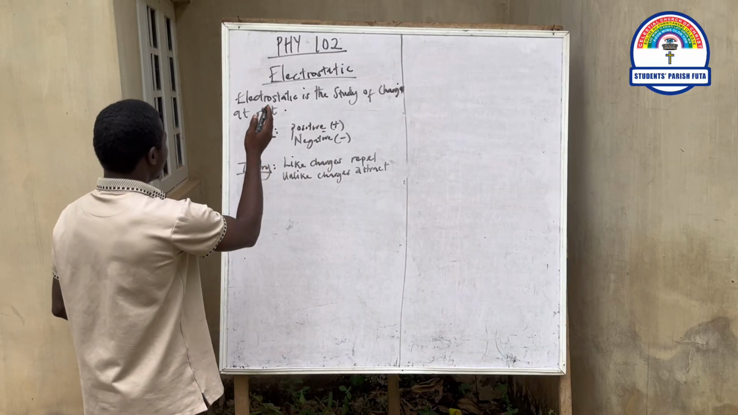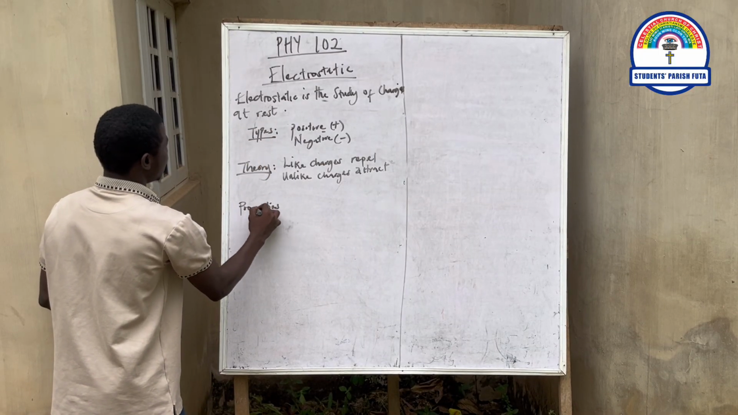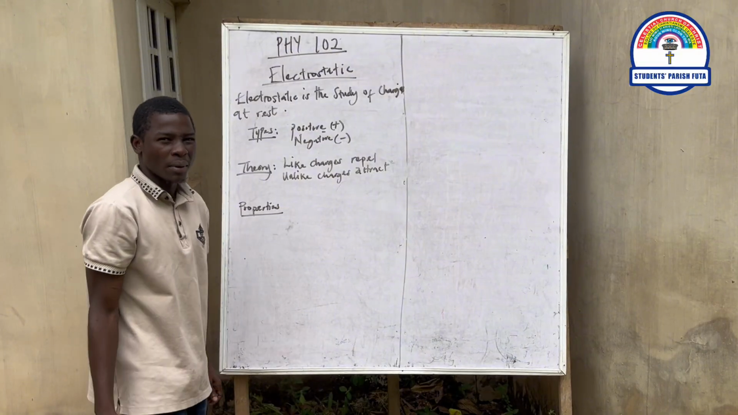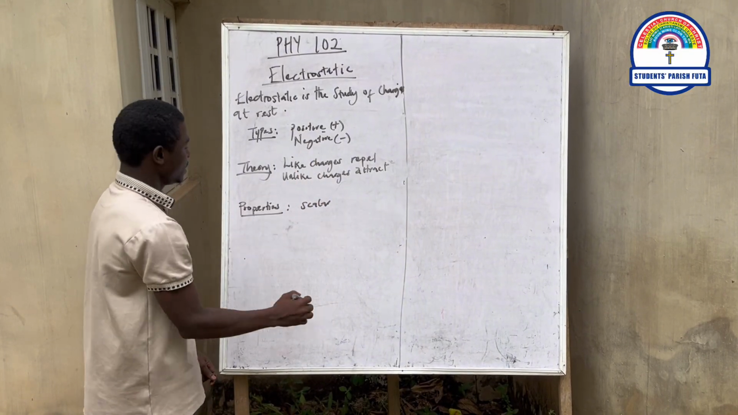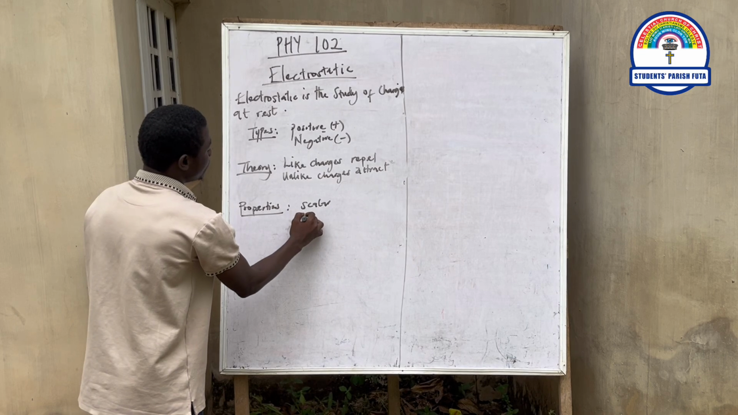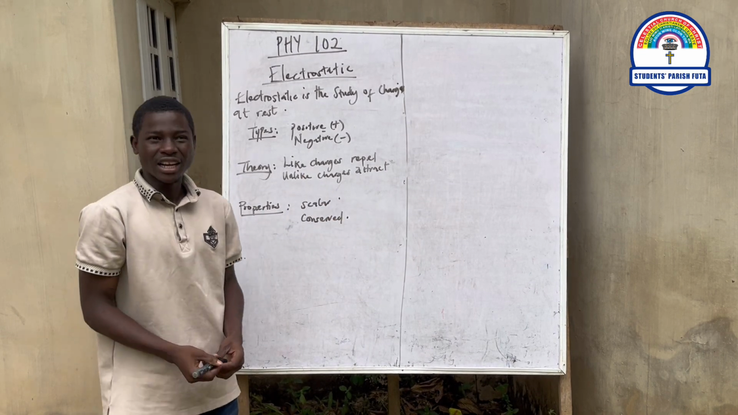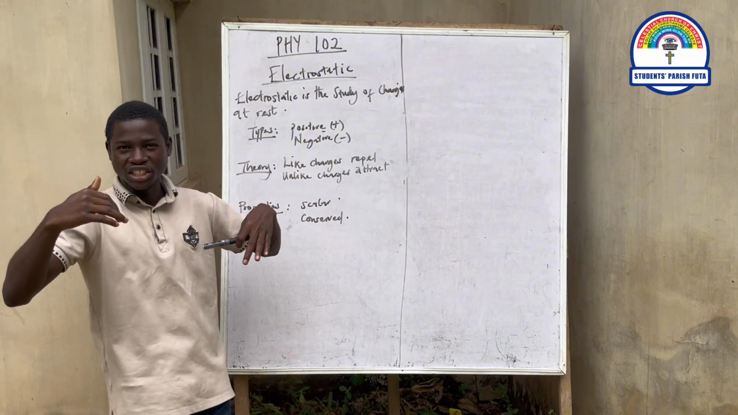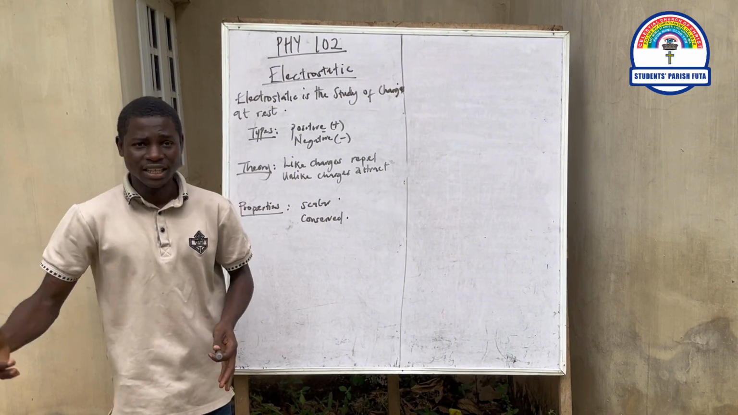So let's go to the properties of charge now. What are some of the properties of a charge? Number one is that charge is a scalar quantity. Yes, a scalar quantity. Charge can be conserved. Conserved means you can store it. That is why we have all these solar systems. When we charge it, put it in a battery, then we can use it later, so it can be stored.